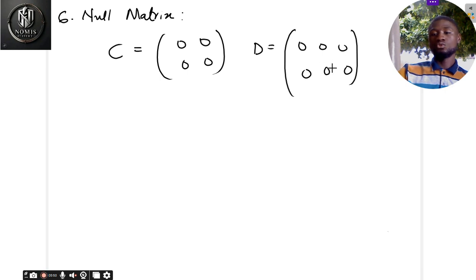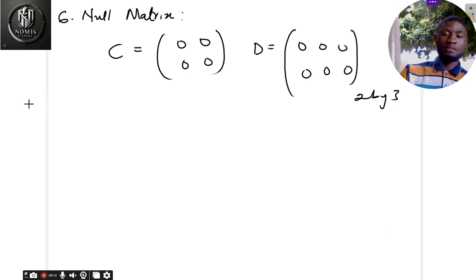Let's say matrix D is a null matrix and it is 2 by 3, because we have 2 rows and 3 columns. That will be 0, 0, 0, 0, 0, 0. So this is a 2 by 3 null matrix. Any matrix whose elements are all zeros is called a null matrix.